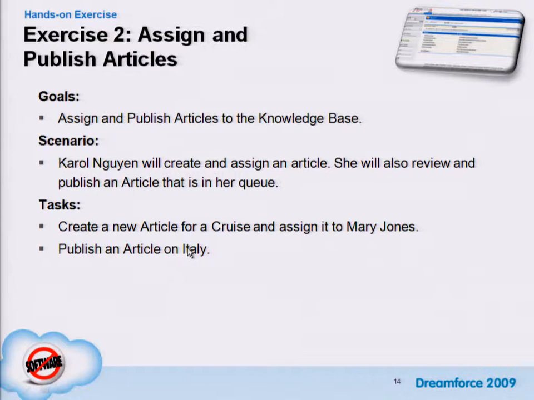Let's have a quick recap here. So we created a new article using an article type as our template. We assigned all the appropriate data categories, and we got a chance to use our new data category. And then we reviewed an article on Italy, and because we were happy with it, happy to put it out on our knowledge base, we published it.